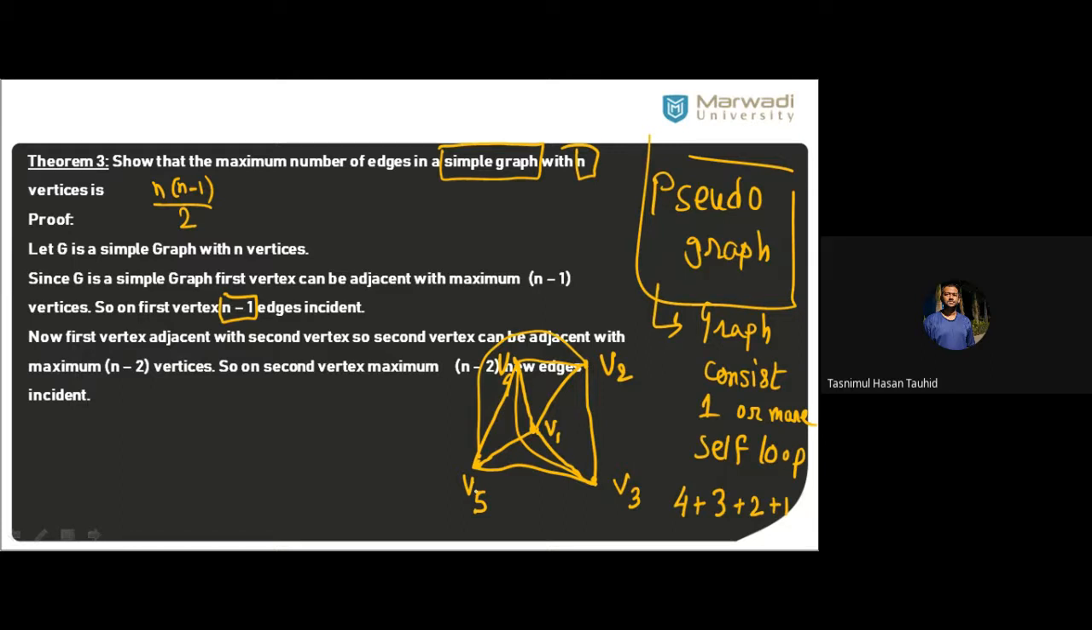He is the most independent person. I mean the most dependent person, depending on all other vertices. All the other vertices do their own work independently, and V5 is a relaxed person. He is the last person, and automatically his work has been completed. So 4 plus 3 plus 2 plus 1. So total number of edges.